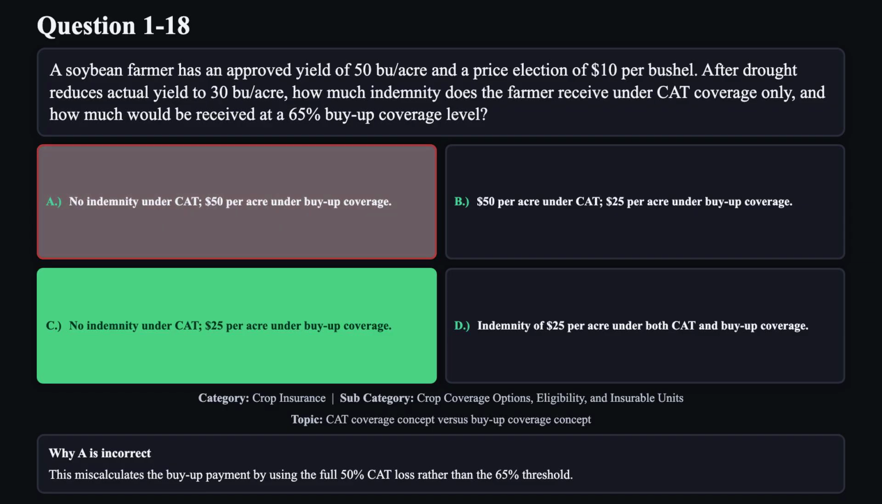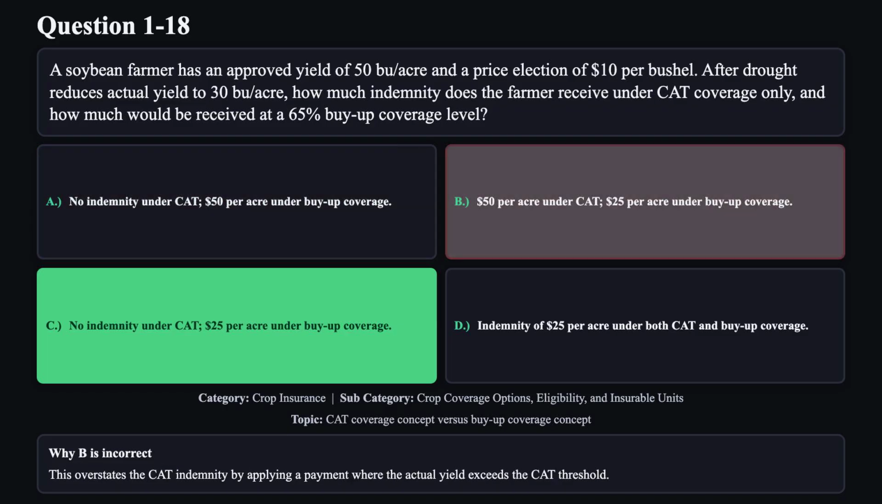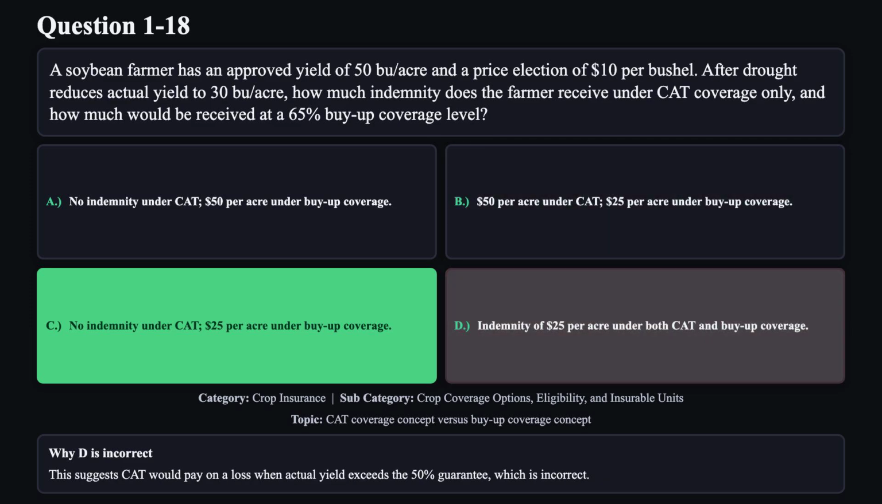Reason A is not correct. This miscalculates the buy-up payment by using the full 50% CAT loss rather than the 65% threshold. Reason B is not correct. This overstates the CAT indemnity by applying a payment where the actual yield exceeds the CAT threshold. Reason D is not correct. This suggests that CAT would pay on a loss when actual yield exceeds the 50% guarantee, which is incorrect.